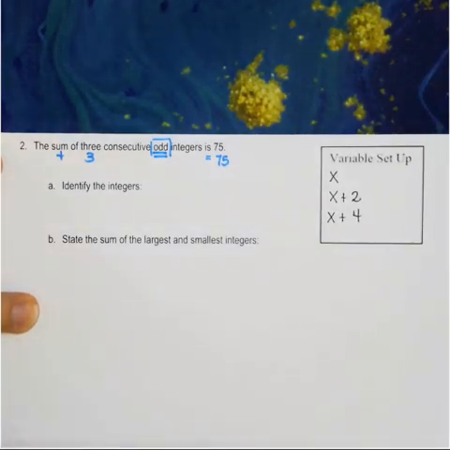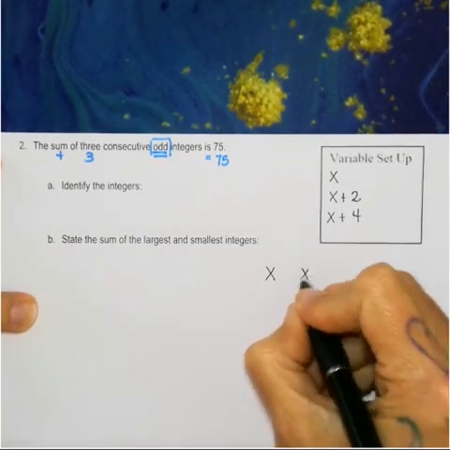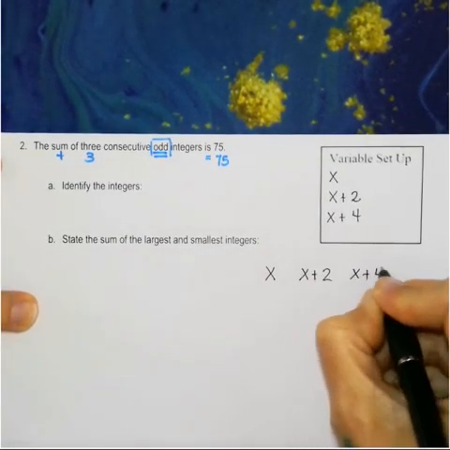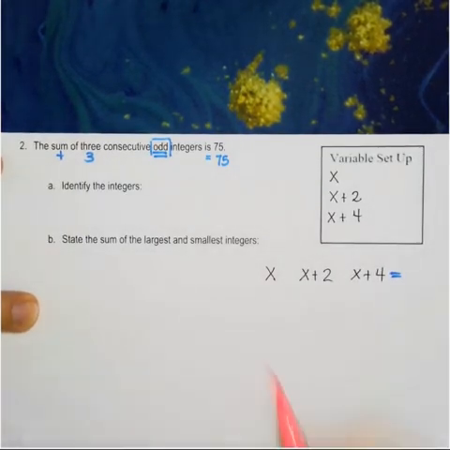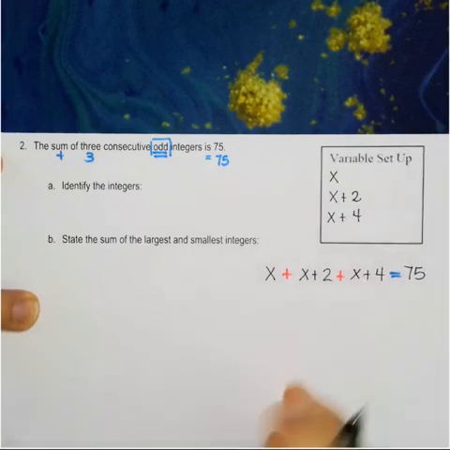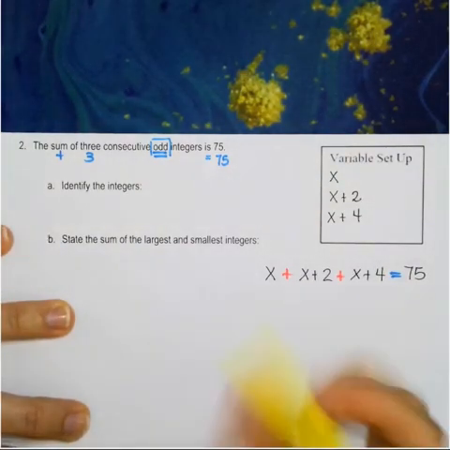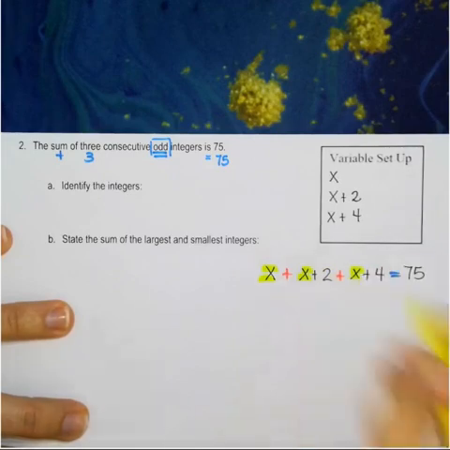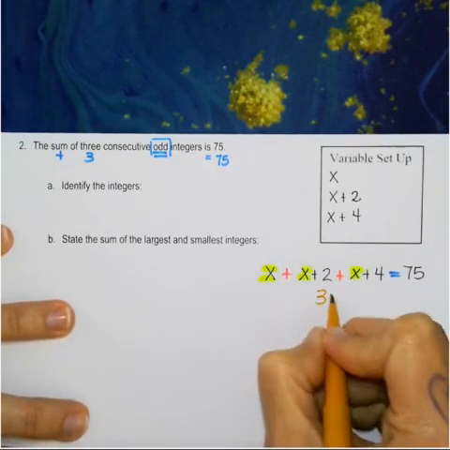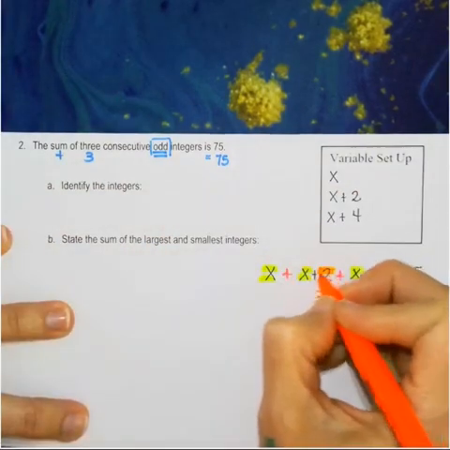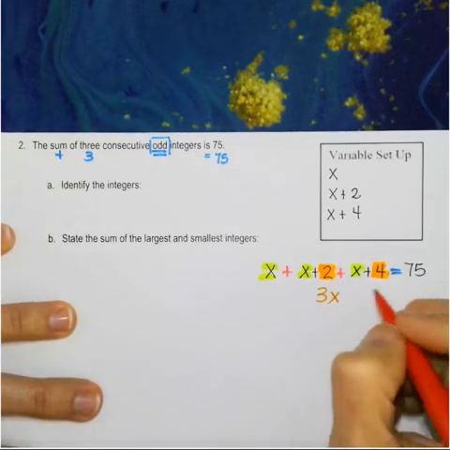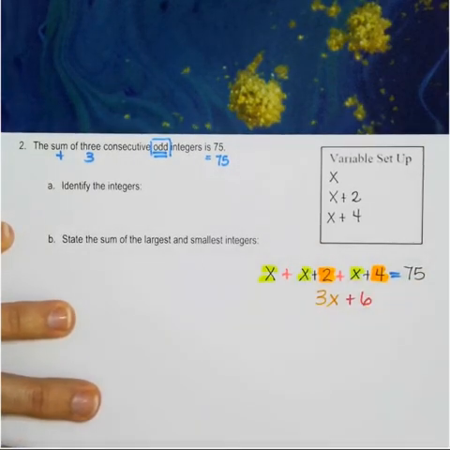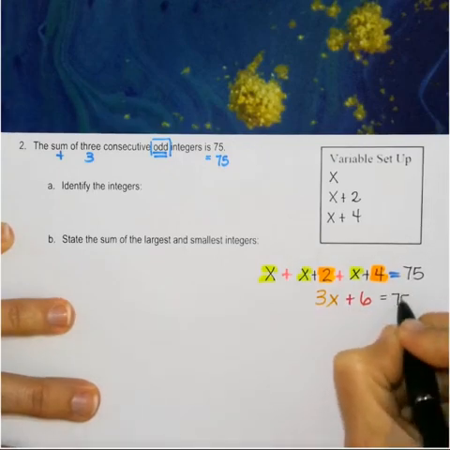Okay, so again, we're going to set it up, x, x plus 2, because it's odd, x plus 4. It said sum, so we're going to add all these together, and they're going to be equal to a positive 75. Combine your like terms. So we're going to combine our variables, and we have 3x again. And then we're going to combine our constants. Constants, remember, vocabulary-wise, is a number without a variable. So 4 and 2 is going to give me plus 6. And then we're going to be equal to 75.